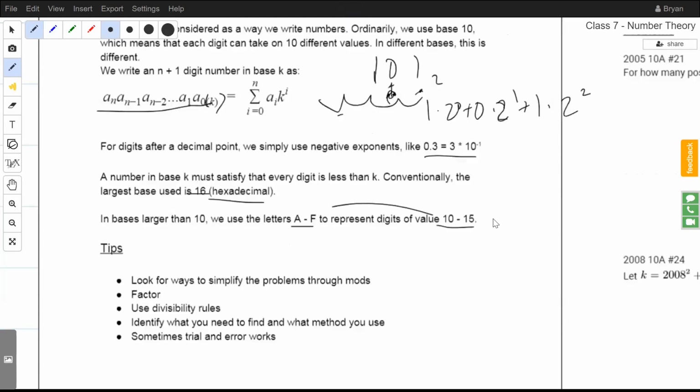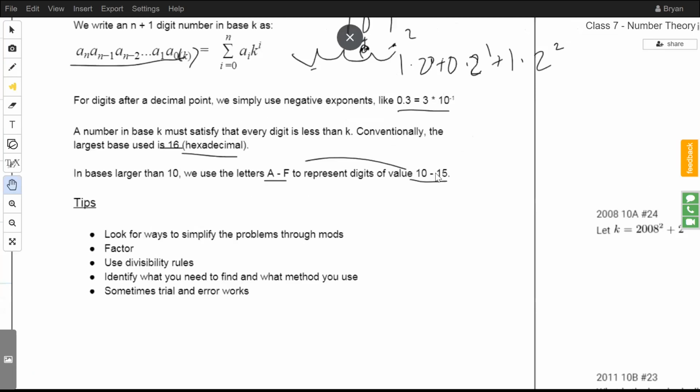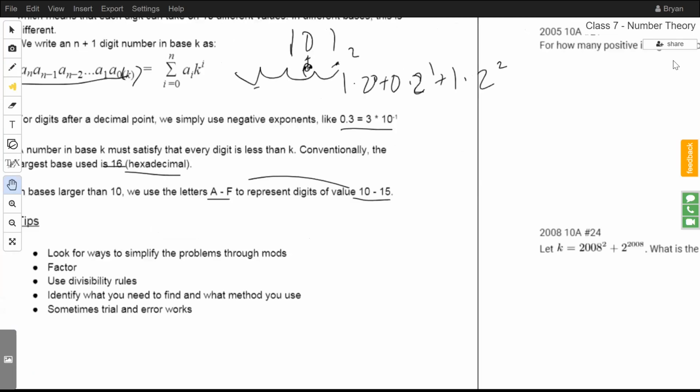So general tips for these kinds of problems is just see what you need to do, and figure out what to do. There's really not that many tips for it. So simplify the problem and work from there. That can be sort of diverse.